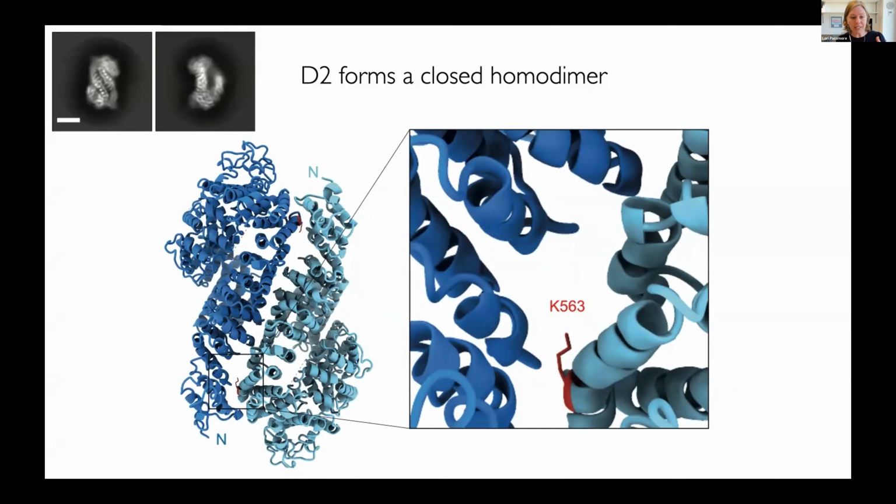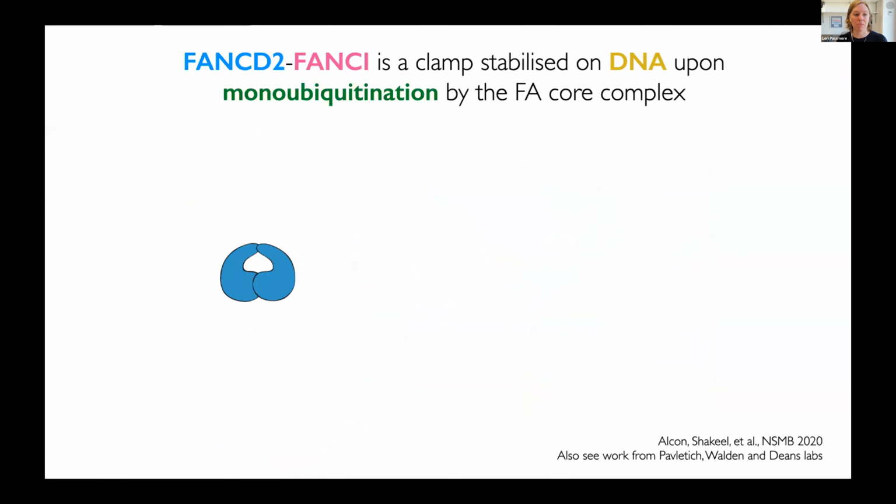So this suggests that there could be a mechanism of autoinhibition whereby isolated FANCD2 can't be prematurely recruited to DNA and can't be ubiquitinated prior to assembly with the FANC-I subunit. So this is my last slide.